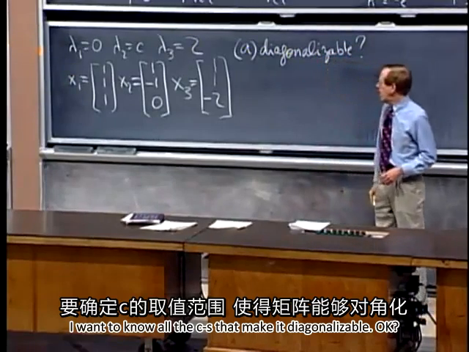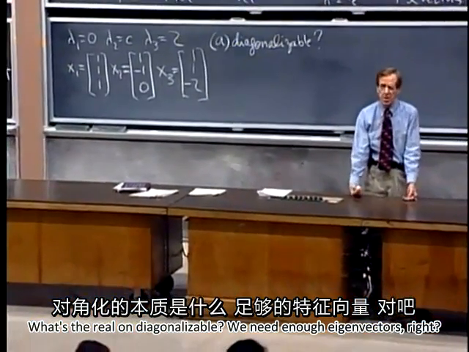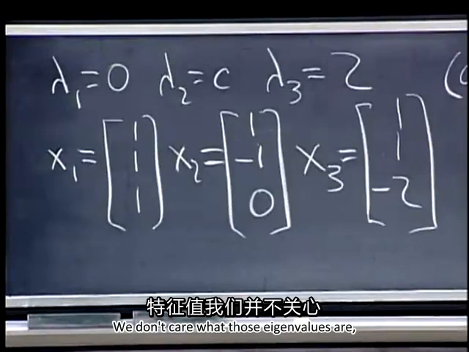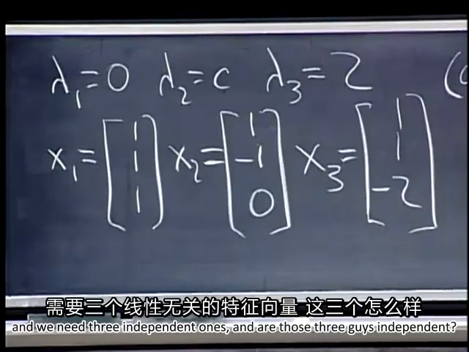Okay? What's the deal on diagonalizable? We need enough eigenvectors, right? We don't care what those eigenvalues are. It's eigenvectors that count for diagonalizable. And we need 3 independent ones. And are those 3 guys independent?